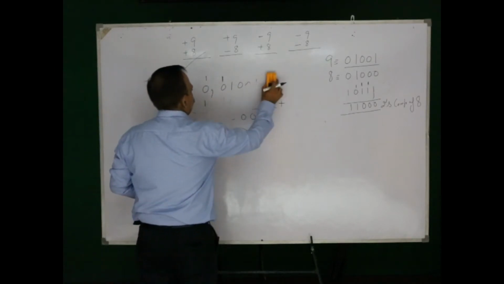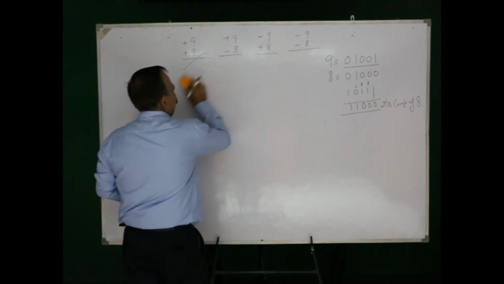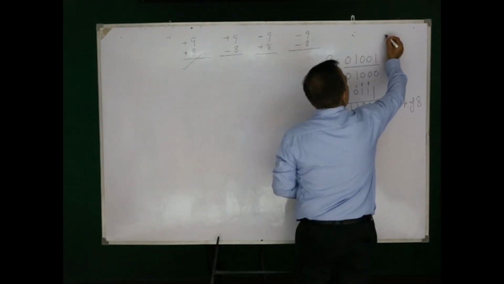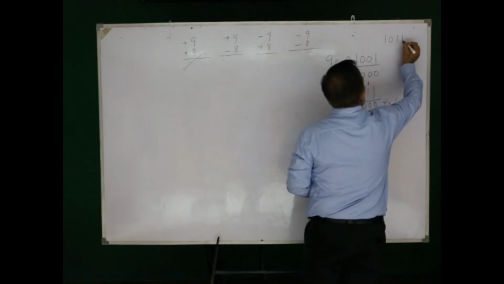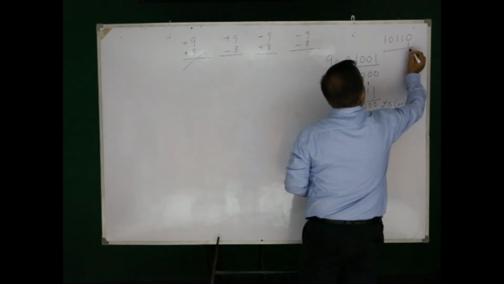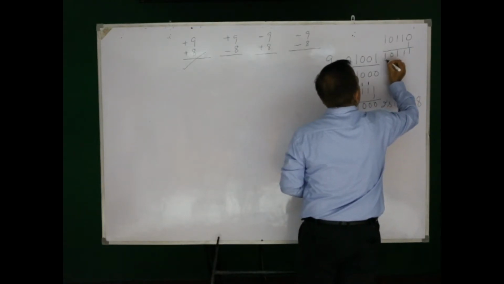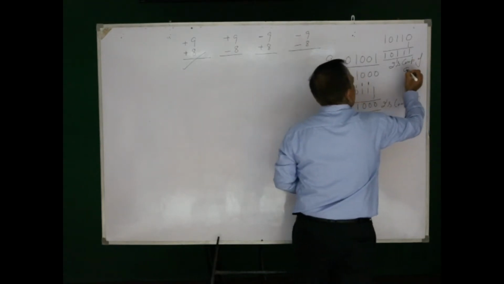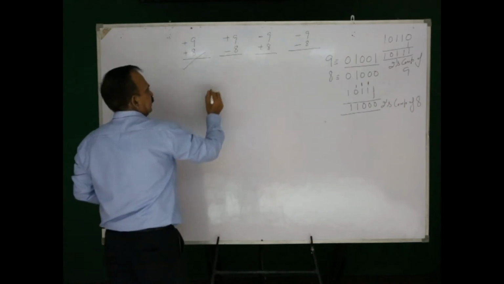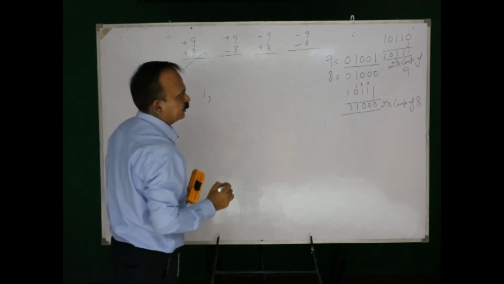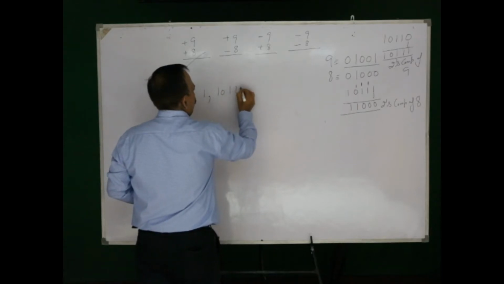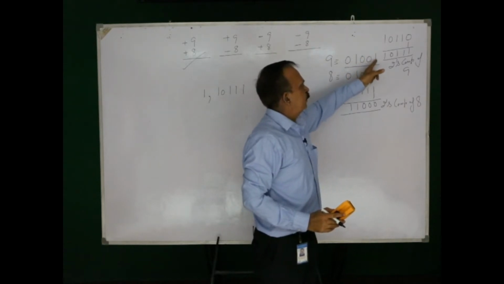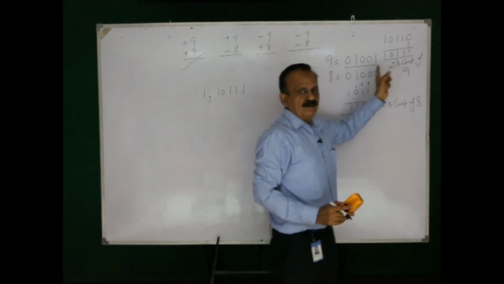Let us move to the third one, and the third one is minus 9. I will be taking the 2's complement of this. Now the 1's complement is 1 0 1 1 0, add 1 here, it is 1 0 1 1 1. This is the 2's complement of the number 9. Now it is minus 9, 1 and then 1 0 1 1 1. I hope it is clear.